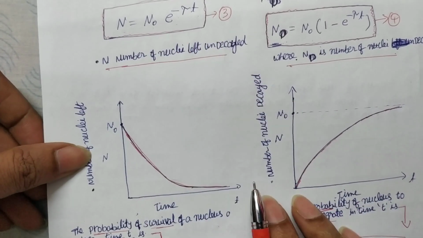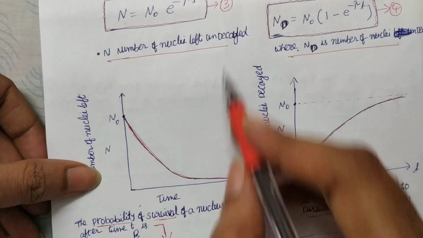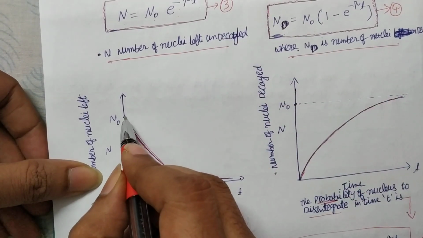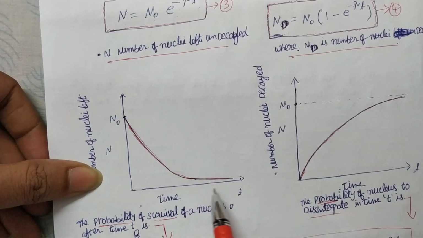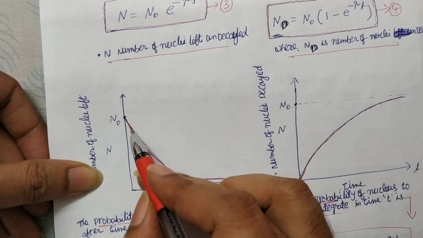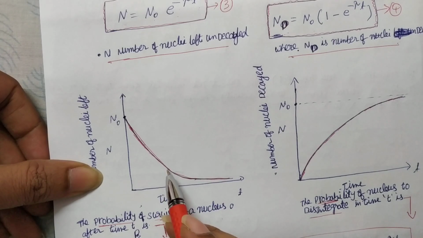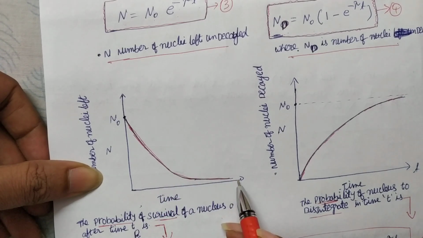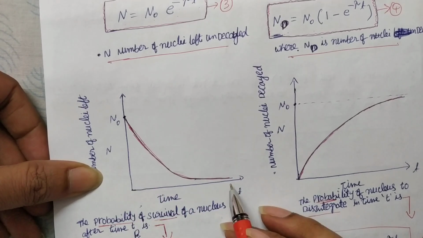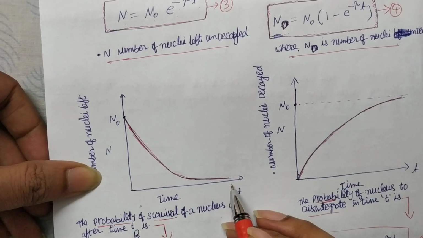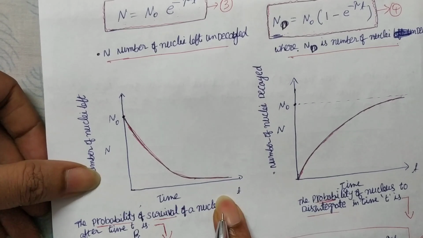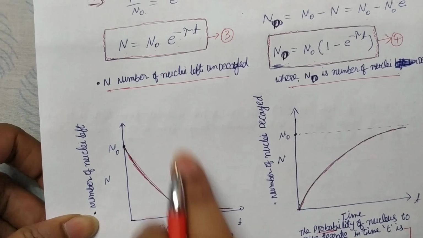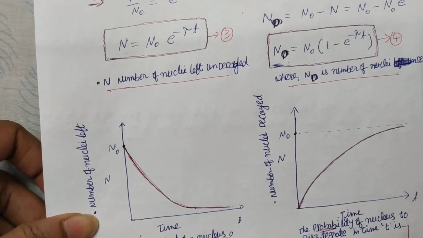For a long time, even after infinite time, it becomes 0 only at infinity. Initially the number of nuclei present is N naught, and gradually the number of nuclei decreases very fast, but after some time it slows down, and even at infinite time this number of nuclei won't become 0. Some parent nuclei are present even after a long time. This is an exponential curve from that equation.